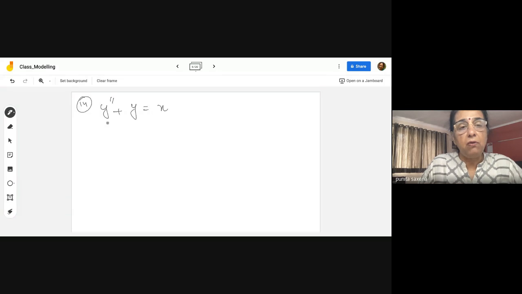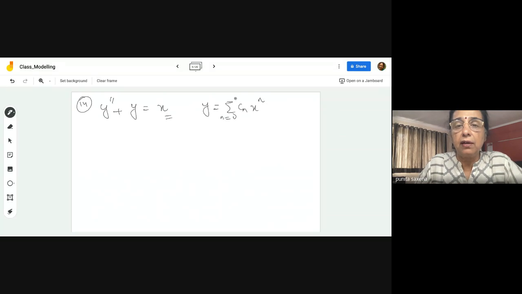It's now y double dash plus y equal to x. Specifically I have taken up this because there is a term containing x now. So I think you faced a similar kind of problem in the previous set of questions also. See how we handle this. I'm not writing everything, but I have to write this because otherwise I'm not very clear about the indices and the powers.